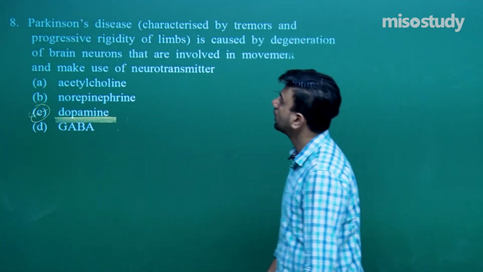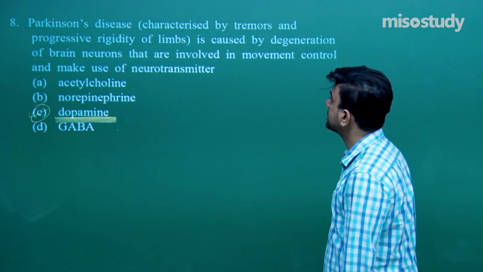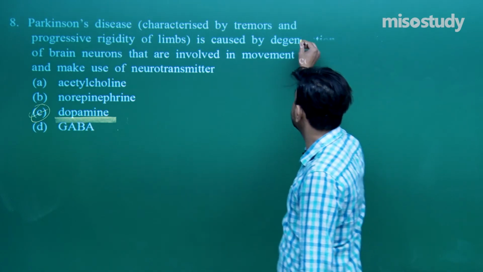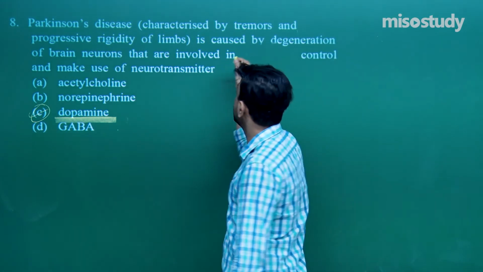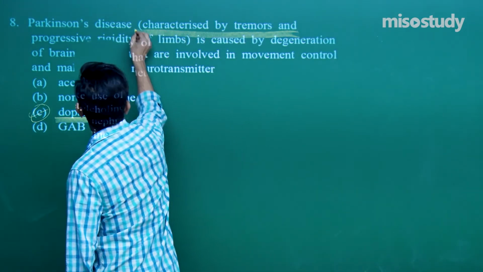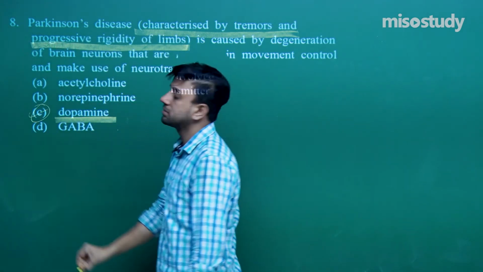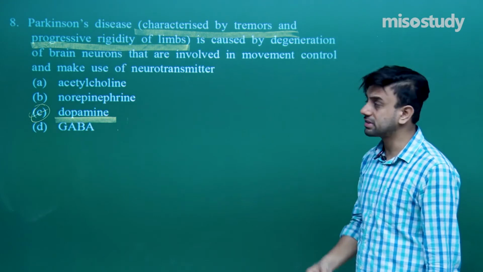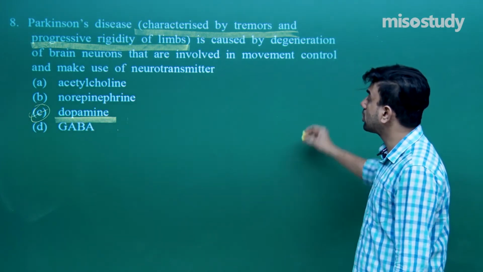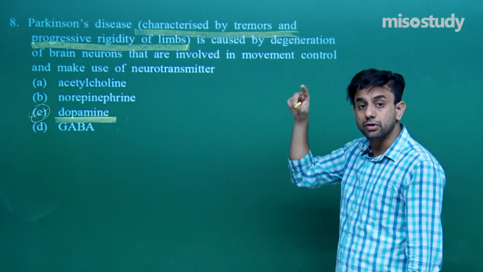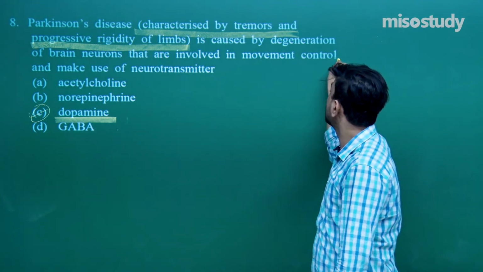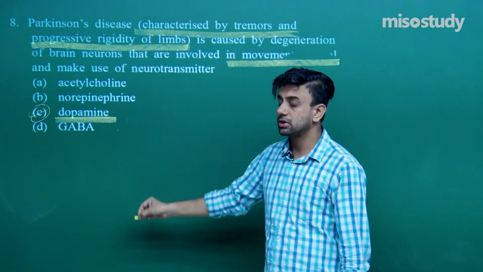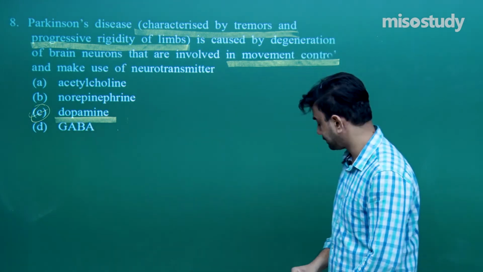Once again, Parkinson's disease is characterized by tremors and progressive rigidity. So what is happening in this disease? Sometimes they ask you even the symptoms seen in this disease. It is caused by degeneration of brain neurons. Which part of the brain neurons? Those that are involved in movement control, and they make use of the neurotransmitter called dopamine. Right.